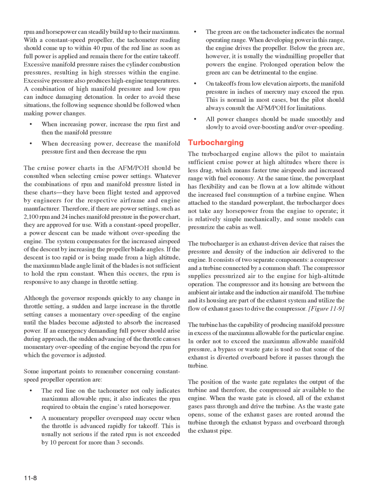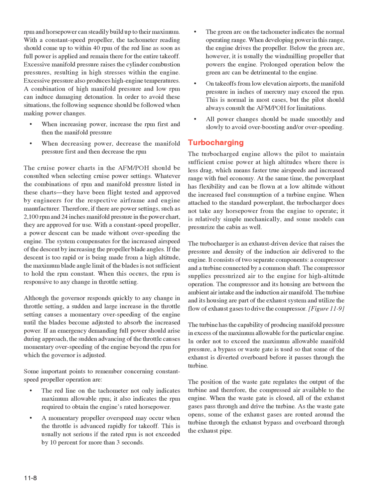With a constant speed propeller, a power descent can be made without overspeeding the engine. The system compensates for the increased airspeed of the descent by increasing the propeller blade angles. If the descent is too rapid or is being made from a high altitude, the maximum blade angle limit of the blades is not sufficient to hold the RPM constant. When this occurs, the RPM is responsive to any change in throttle setting.